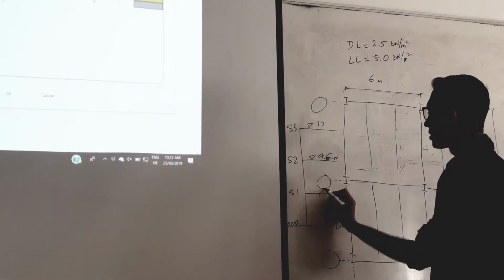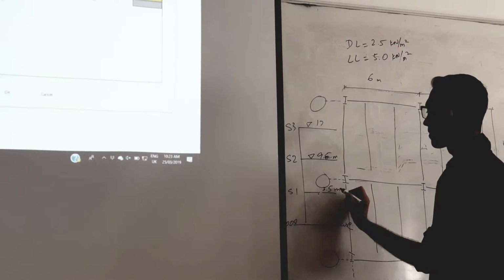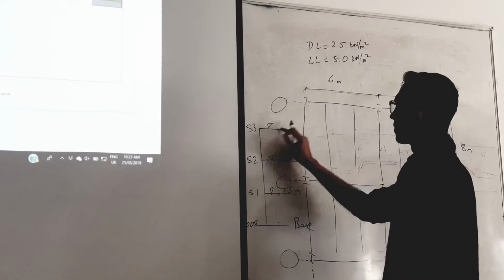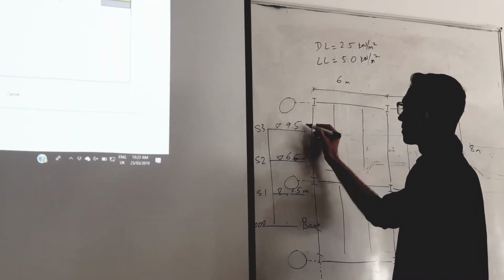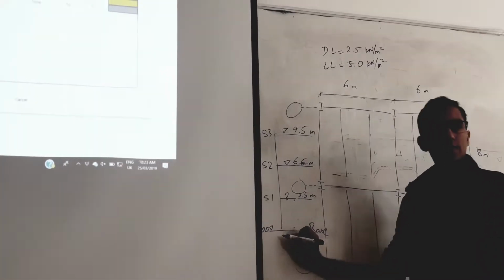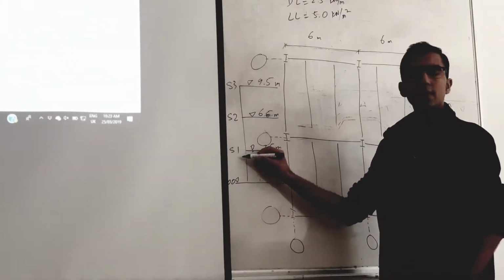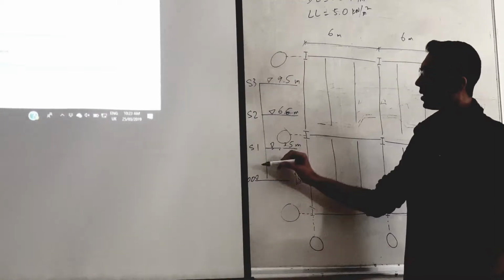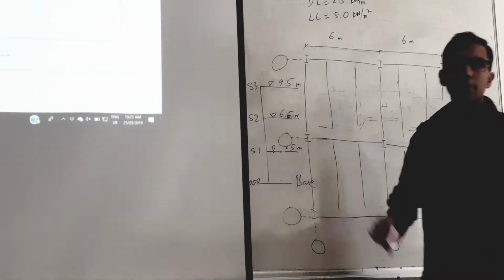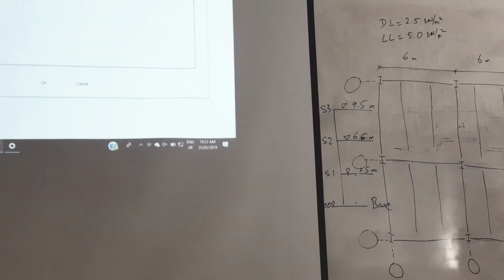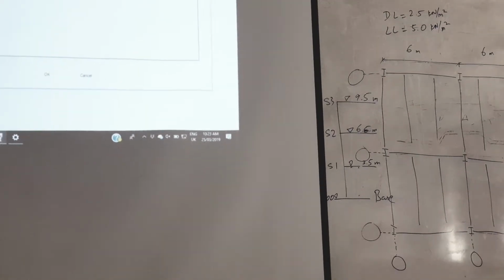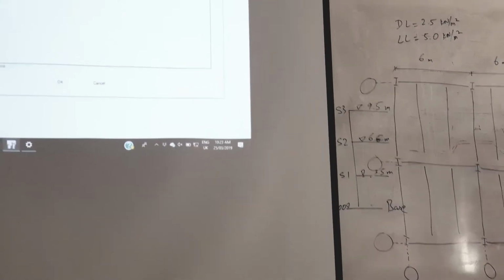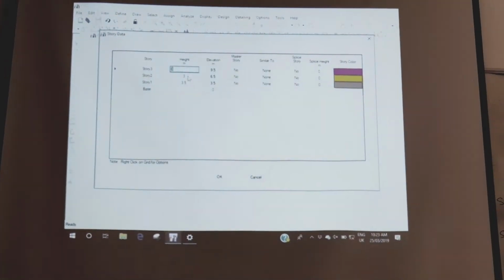0, 0. This is 3.5. 6.5. Next one. 6.5 and this one is 9.5. So the base is 0. Story 1 is 3.5 meters. Story 2 from base is 6.5 meters. And story 3 from base is 9.5 meters. Okay? And where did you get those numbers? 3.5, 6.5. I said let us say that it's given to you. Everyone got this point?